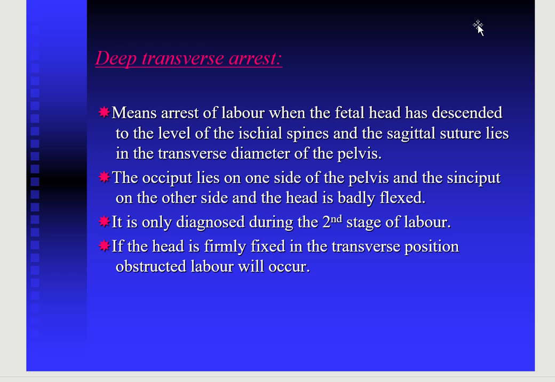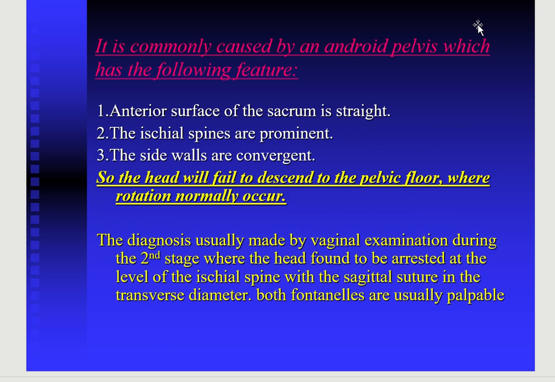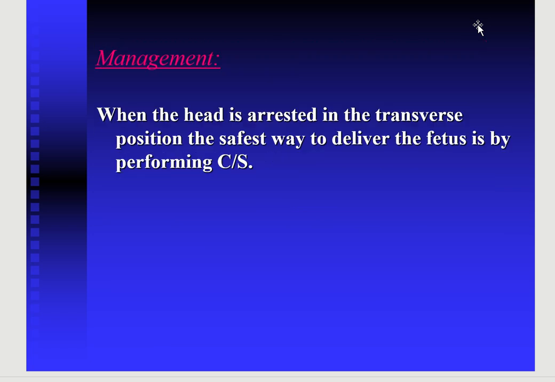In case of a deep transverse arrest, the preferable choice is to have a cesarean section, because the patient usually presents as a case of obstructed labor when there is a deep transverse arrest.